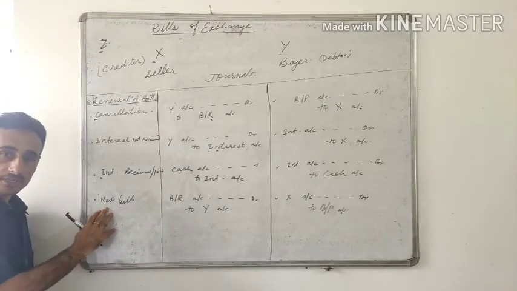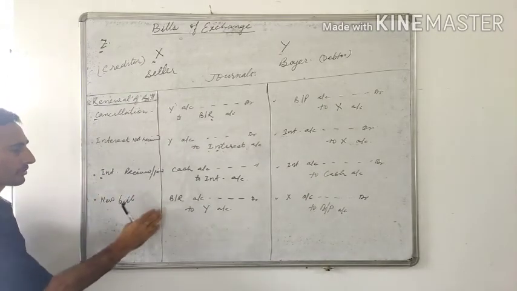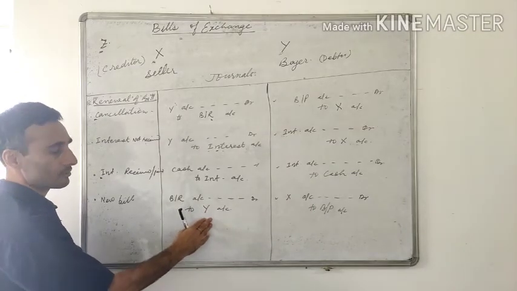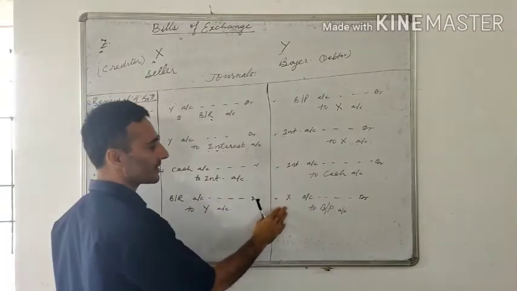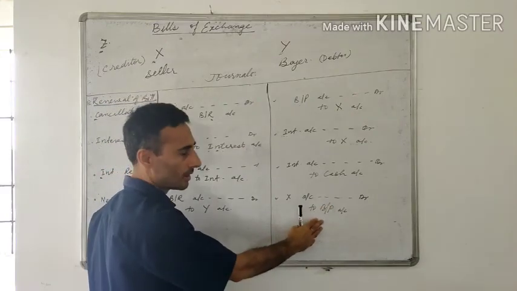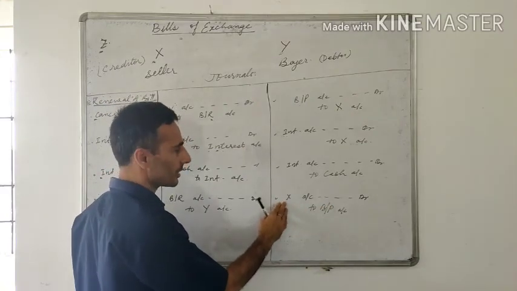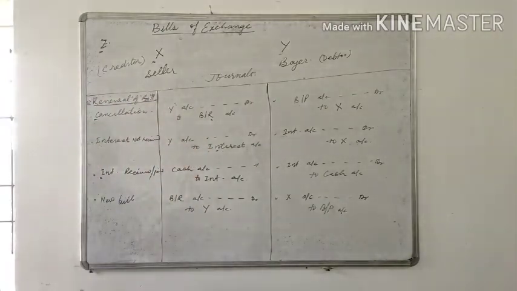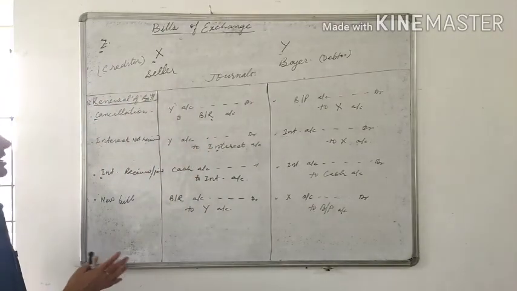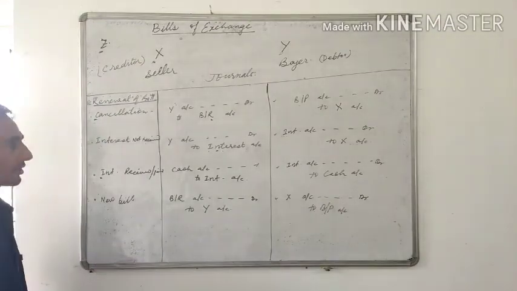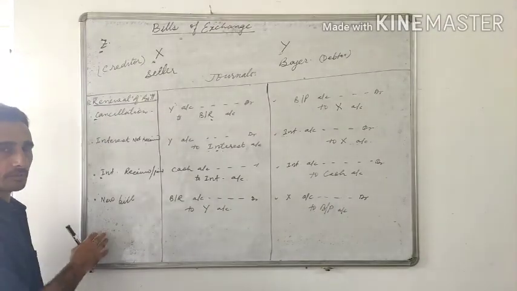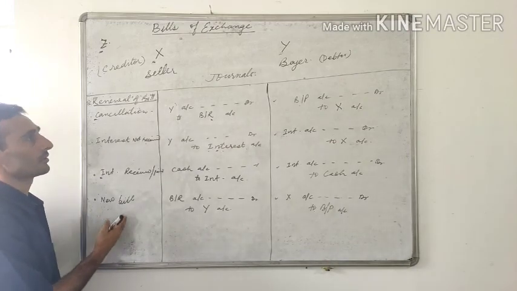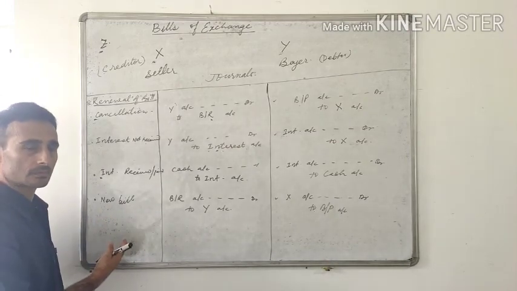Then drawing a fresh bill for the extended period. So it is bills receivable account debit to Y's account, and in the books of Y, drawer's account debit to bills payable account. So these are the journal entries in the chapter bills of exchange. This is the end of this chapter, bills of exchange. This chapter is full of journals. You just need to know them. Thank you.